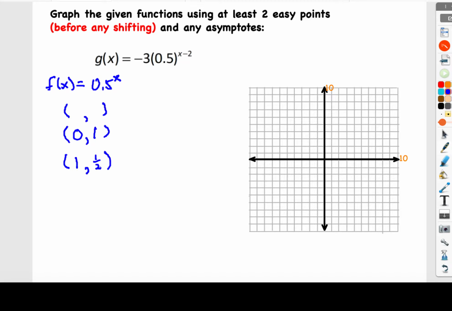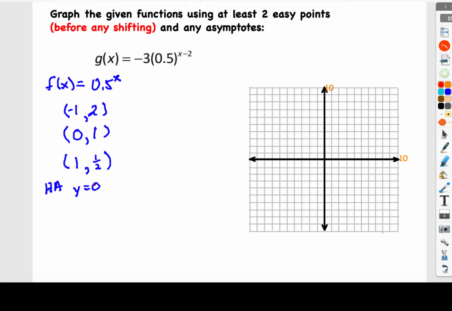However, I don't love plotting fractions, and I know that exponential decay sort of falls from left to right, so I'm actually going to go a little bit farther to the left, because 0.5 to the -1 is going to be a solid 2. It's the reciprocal of that half. So again, that just makes a third easy point to find. Now we'll get that horizontal asymptote on here.